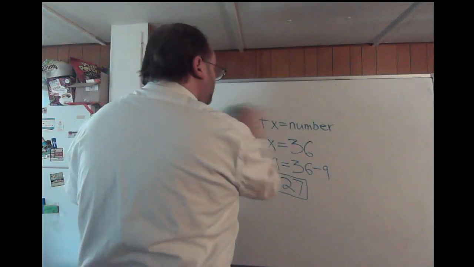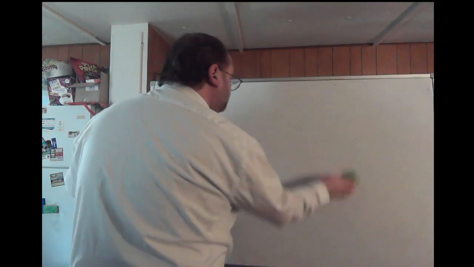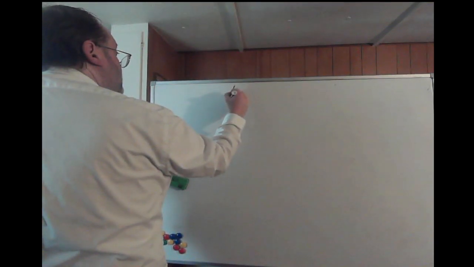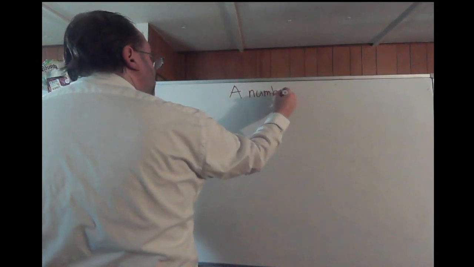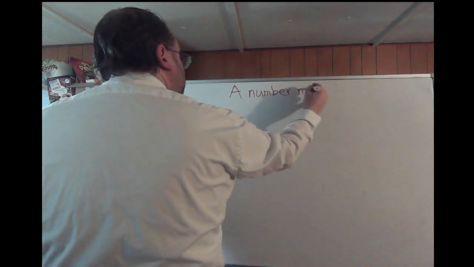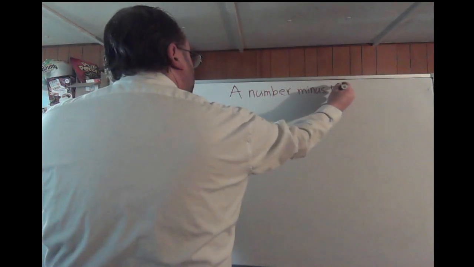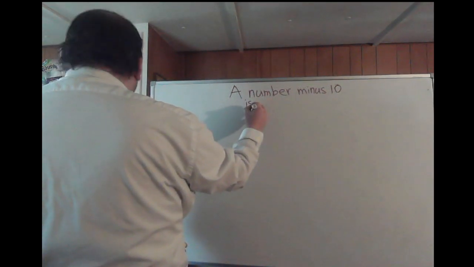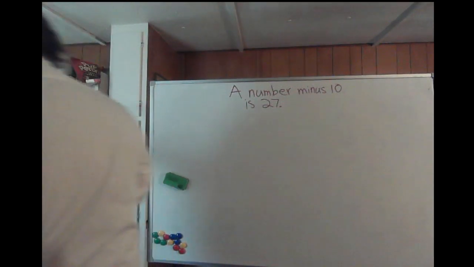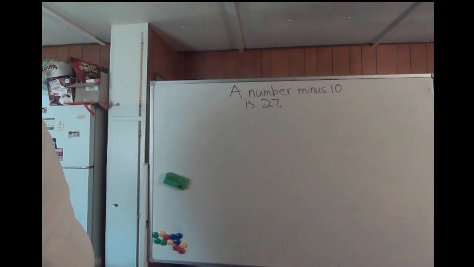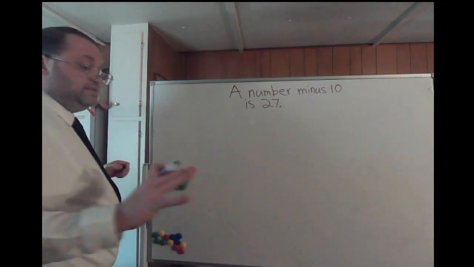All right. A little bit different word problems here. Let's see. What do we got next? All right. A number minus 10 is 27. So we have a number minus 10 is 27.